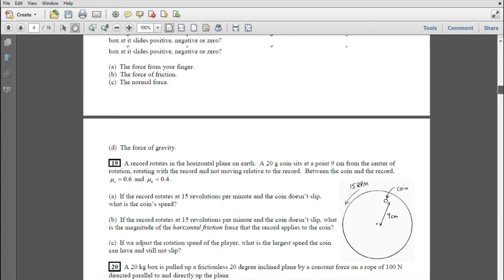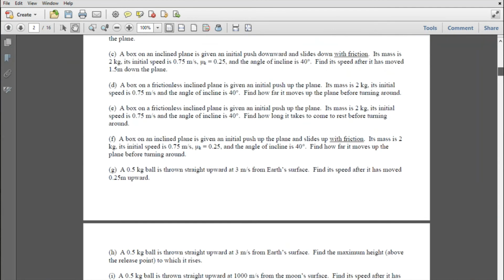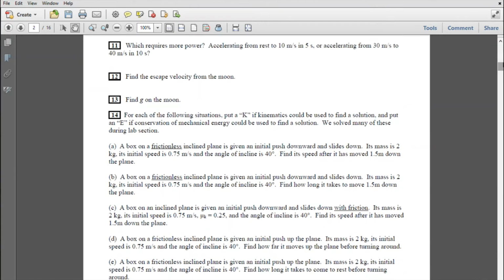All right, problem 12. Find the escape velocity from the moon. So in this case, I'll take my initial state to be launching it with some unknown speed v radially outward from the moon at the surface of the moon. And final will be the object is really far away, essentially r equals infinity, and its velocity is essentially 0, or its kinetic energy is 0.